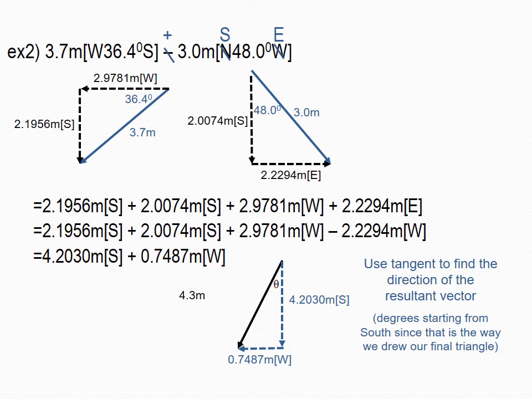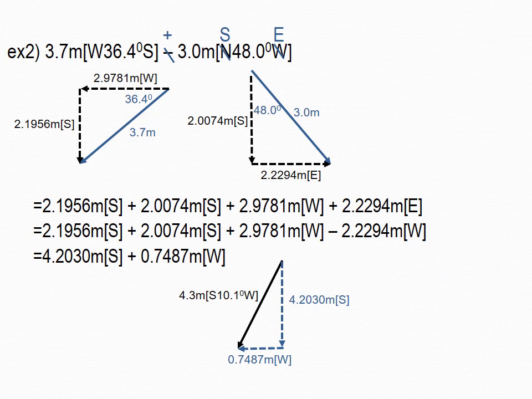This is where we started. So 0.7487 is our opposite side. 4.2030 is our adjacent side. And inverse tan of 0.7487 divided by 4.203 is 10.1. We went south first, and then we turned 10.1 degrees towards the west.